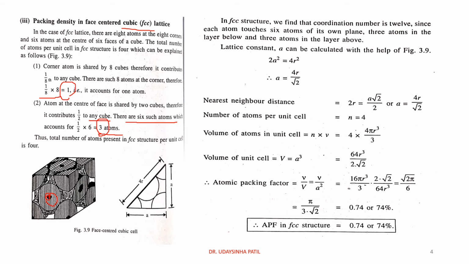And each and every unit cell contributes 1 atom. Then in FCC structure, we find that the coordination number is always 12. Coordination number of the lattice is 12, since each atom touches 6 atoms of its own plane, 3 atoms in the layer below and 3 atoms in the layer above. Then lattice constant a can be calculated, that is 2a² is equal to 4R².